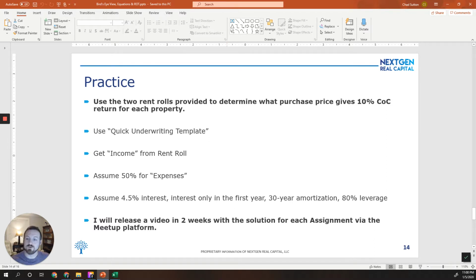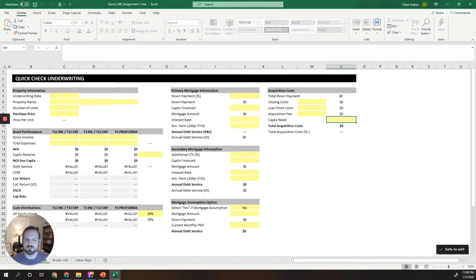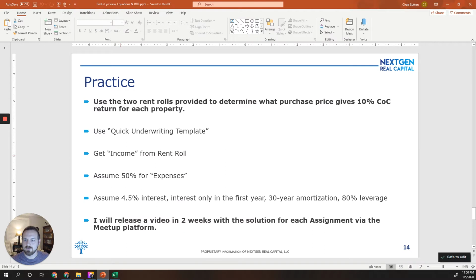So the first thing we're going to do is take some of the information from the assignment and go to our quick underwriting template. For simplicity's sake, I have cleared that out for us, so we have plenty of yellow cells to fill in. Going back over here, it does tell us we're going to get the income from the rent roll. We'll do that in a moment. And assume 50% for expenses because we're not looking at T12s or P&Ls yet. Let's go ahead and put in the debt information, though, just to get that out of the way. So we said 4.5% interest only for the first year, 30-year amortization, and 80% leverage.